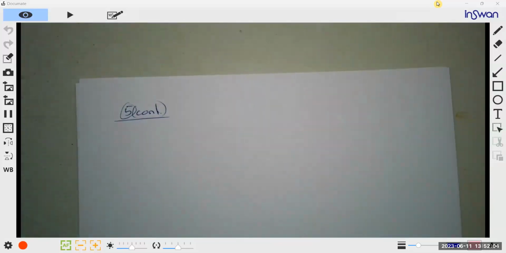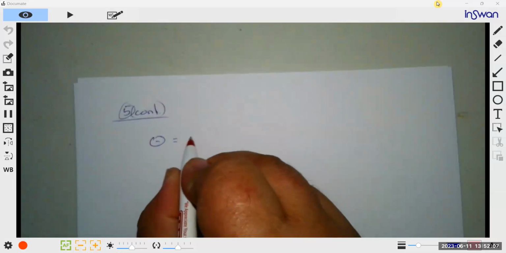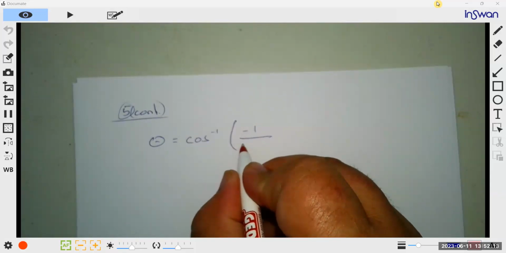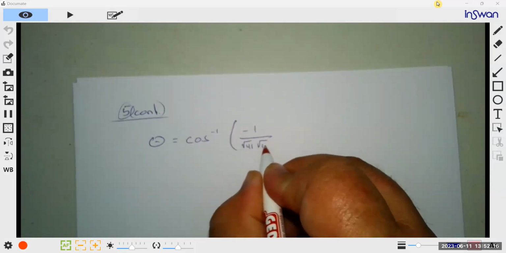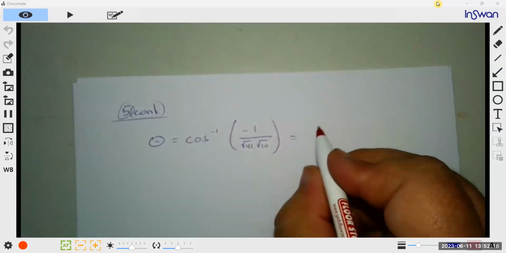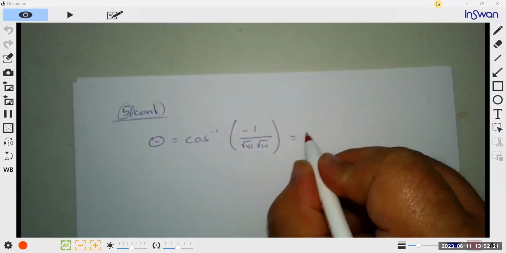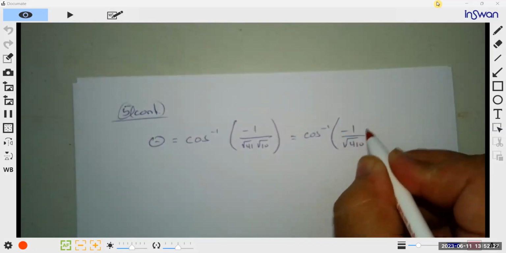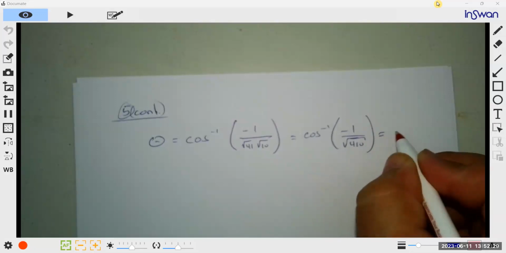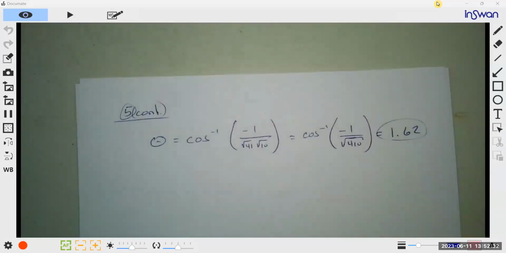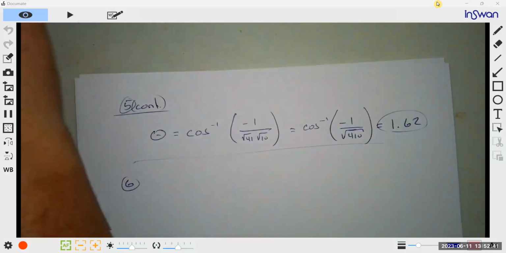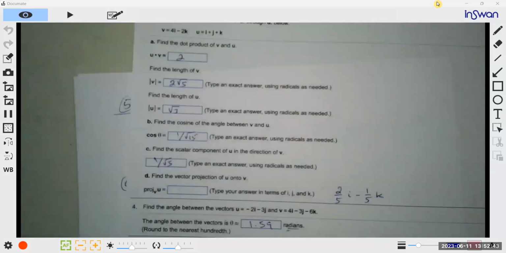So theta equals the inverse of cosine of negative 1 over radical 41 times radical 10, which is negative 1 over radical 410, which is 1.62 radians. See the questions. It's 1.62.